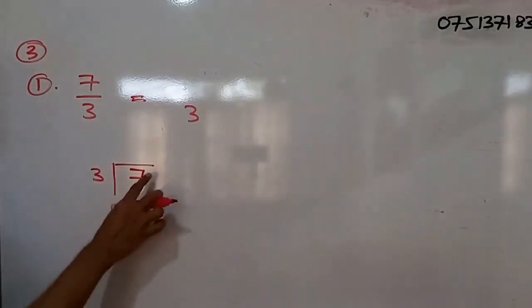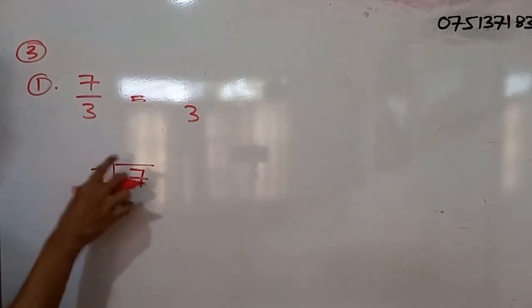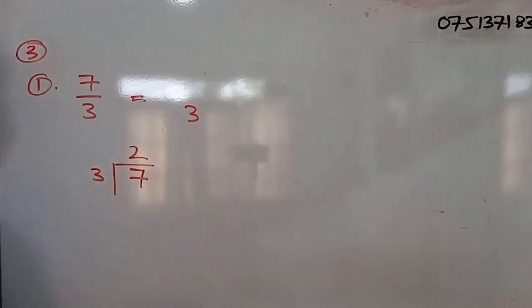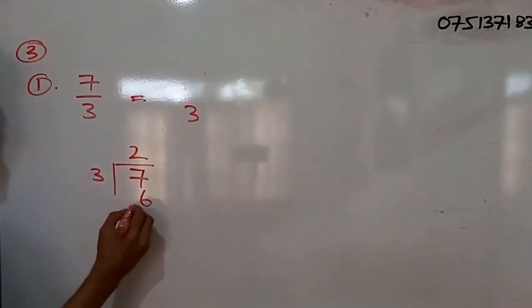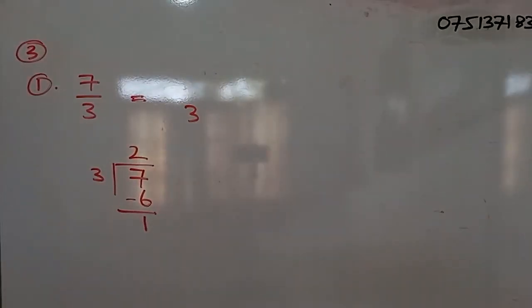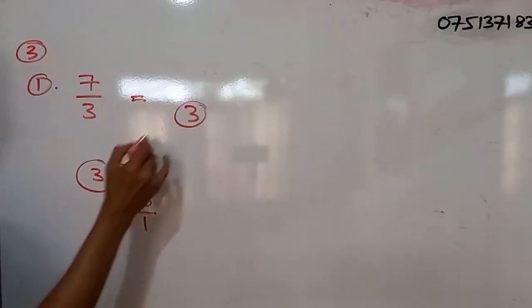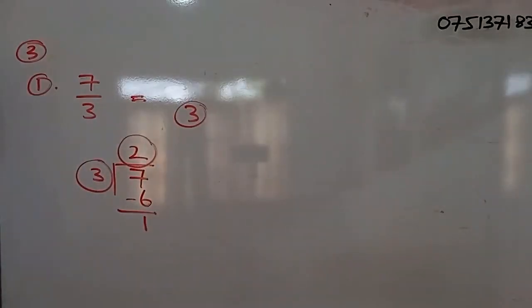So how do we do this division? How many 3's are there in 7? We can go up to 2. 3 times 2 we know that is 6. 7 minus 6 we get a 1, right? So this is the denominator's remainder, and this will be the whole number part.